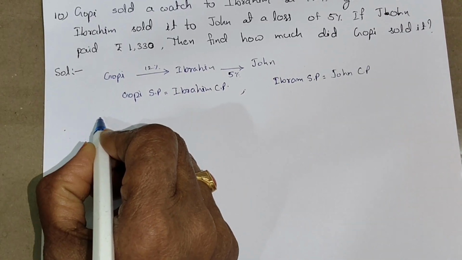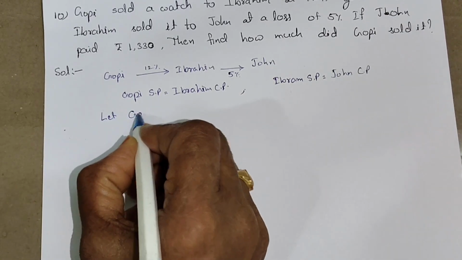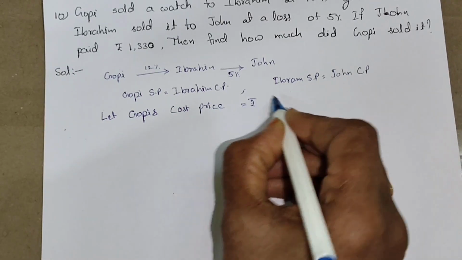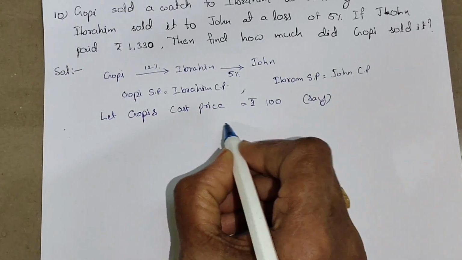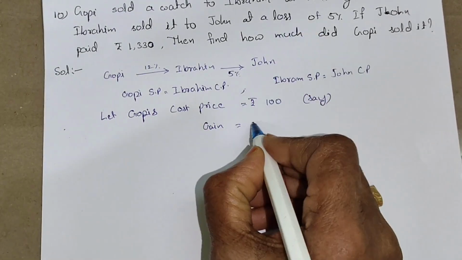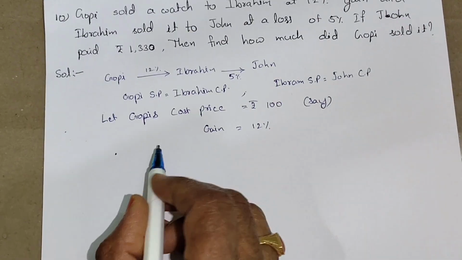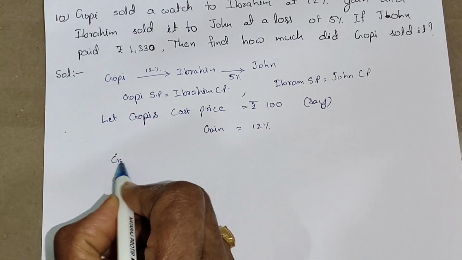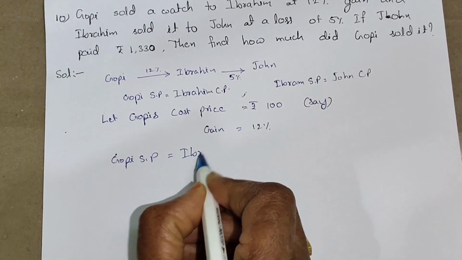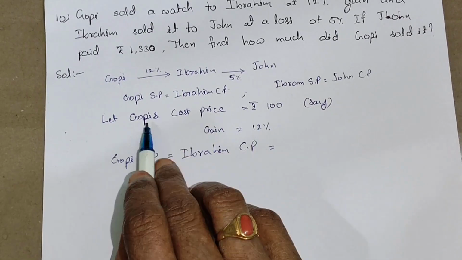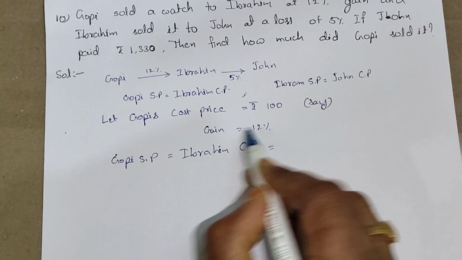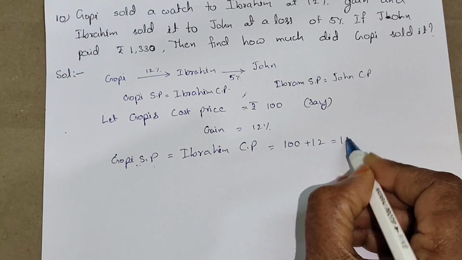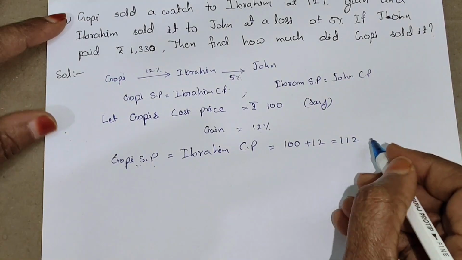Now first, let Gopi's cost price be 100 rupees. Gain is equal to 12%. Ibrahim's cost price is equal to Gopi's selling price. Gopi's cost price is 100 rupees, gain 12 rupees. So Gopi's selling price is 100 plus 12, which is 112 rupees.